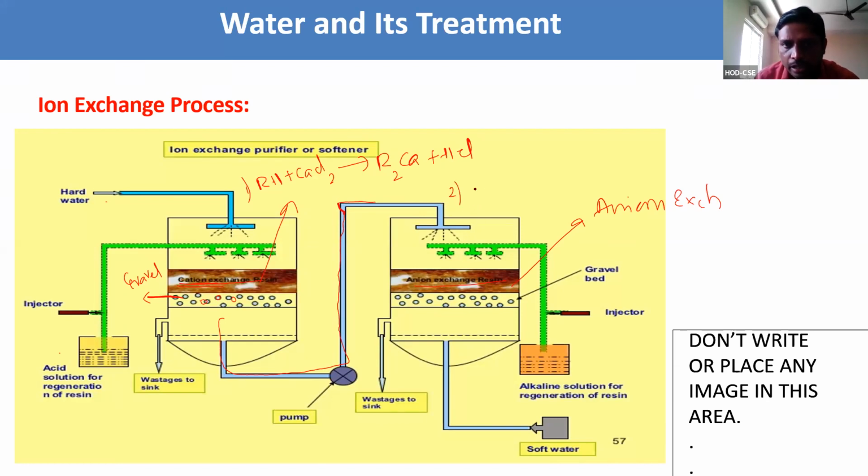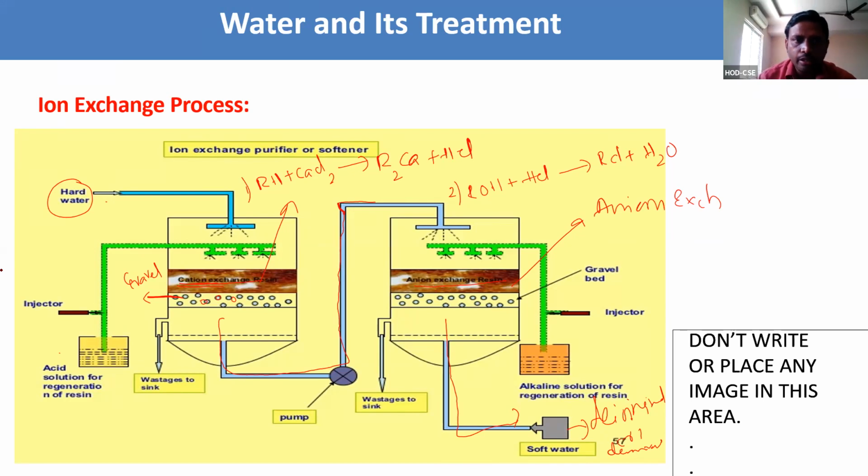The anion exchange column contains the anion exchange resin. ROH reacts with HCl and forms RCl plus H2O. The water coming from this is soft water. We pass the hard water in from here and we get soft water, which is nothing but deionized water or demineralized water.